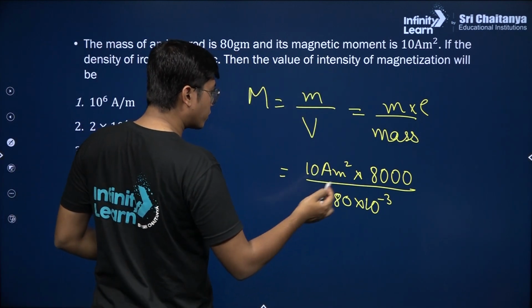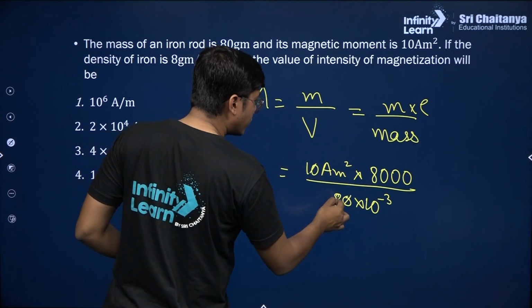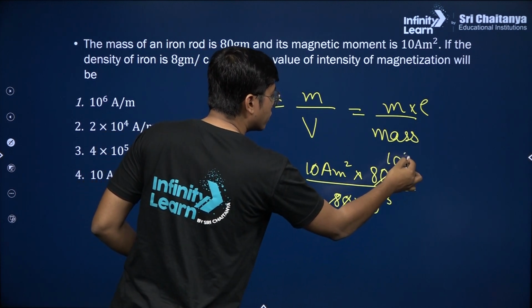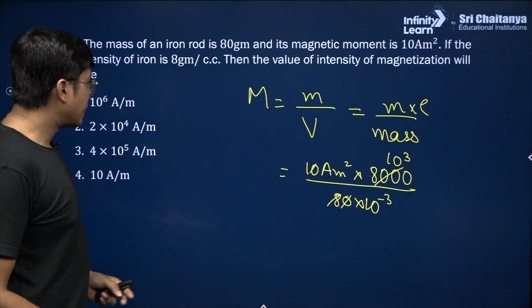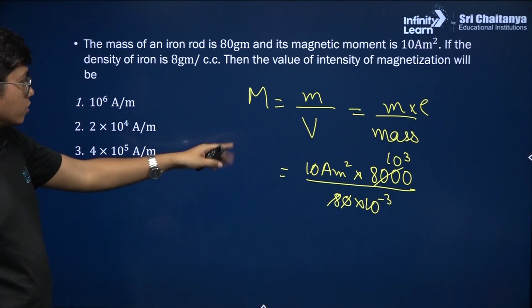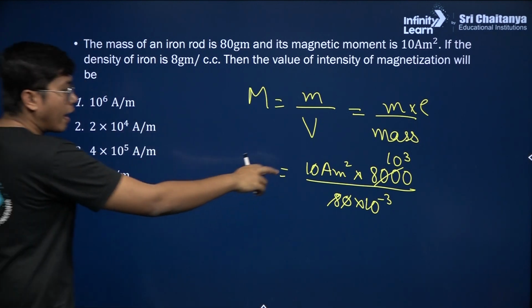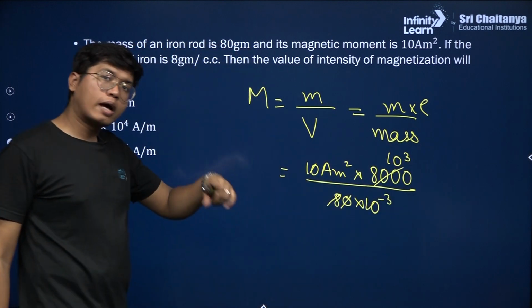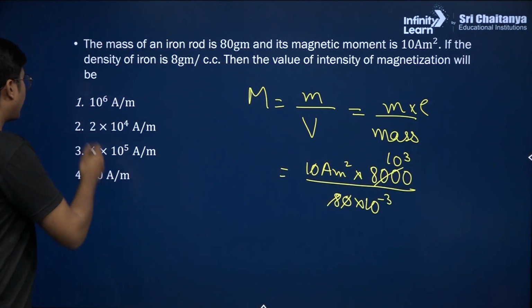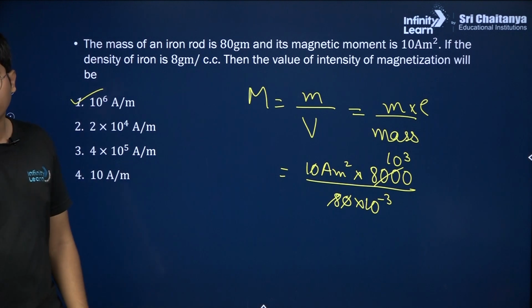So from here you can get this 10 and 10 you can cancel out. 8 cancels out, gives you a 10 to the power 3 here. That makes it 10 to the power, everything is cancelled, it's just 10 to the power 3, and this 10 to the power minus 3 goes up to add another 10 to the power 3. So the net effect is 10 to the power 6 ampere per meter.